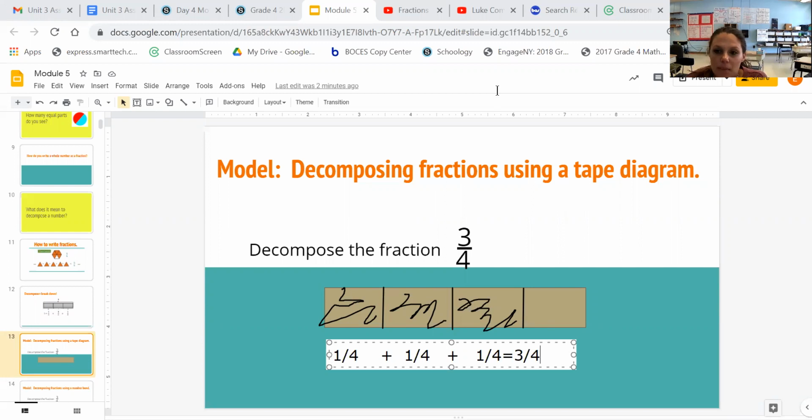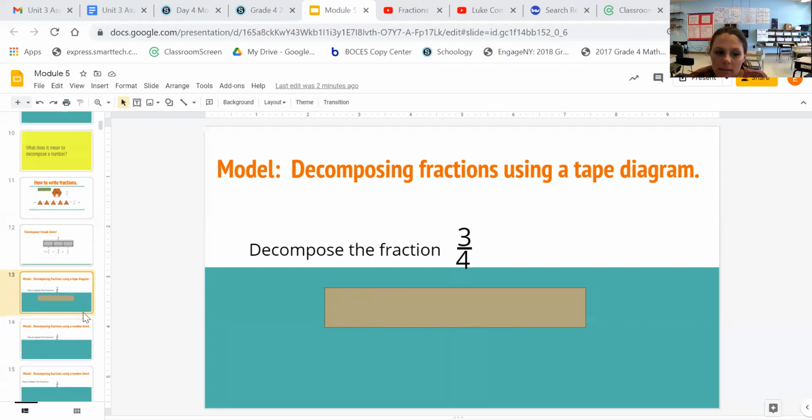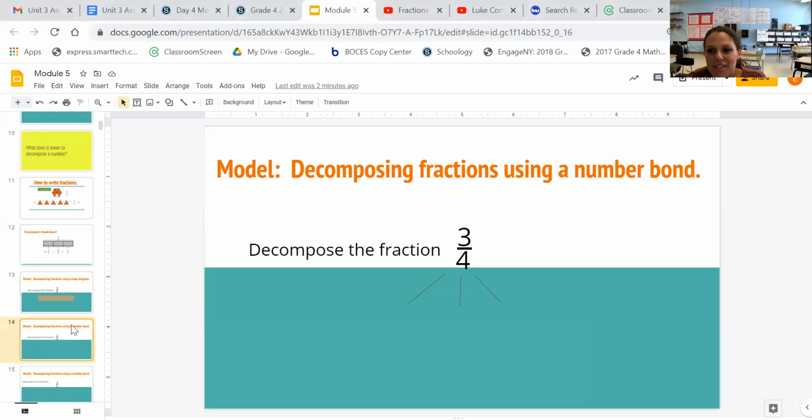I'm going to have you try one now. I lied. I'm going to show you now how to do this using a number bond. A number bond, there's different ways obviously to break it apart, but it's basically just writing the fraction.